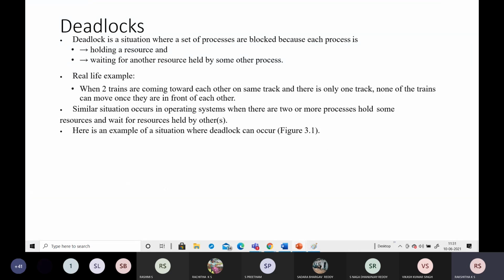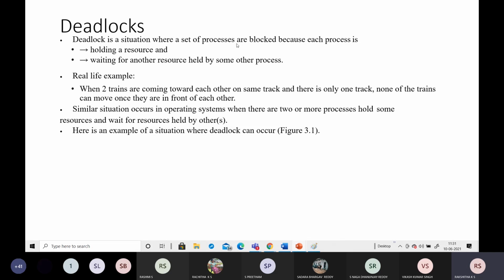It is a problem, a condition or situation when two processes sharing the same resource are effectively preventing each other from accessing the resources. So there, take down this.